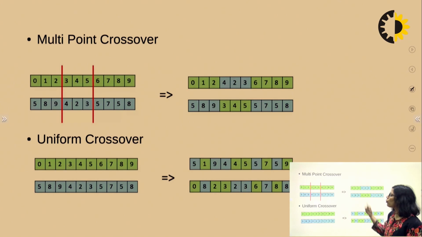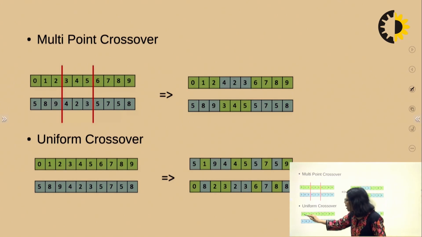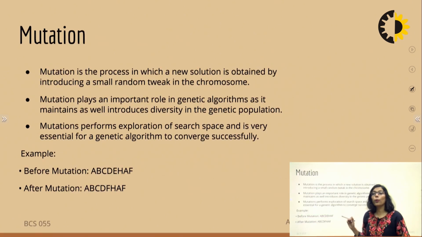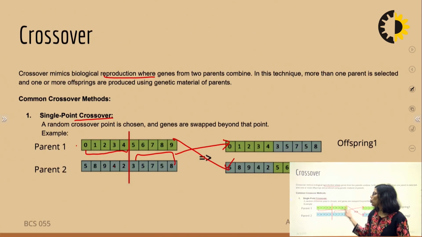Then I have uniform crossover, in which I will choose 1 gene from here, 1 gene from here, 1 gene from here, 1 gene from here, like this. So I will be having some uniform crossover points. So these are the various crossover operators that we use to generate offspring from the parent population.